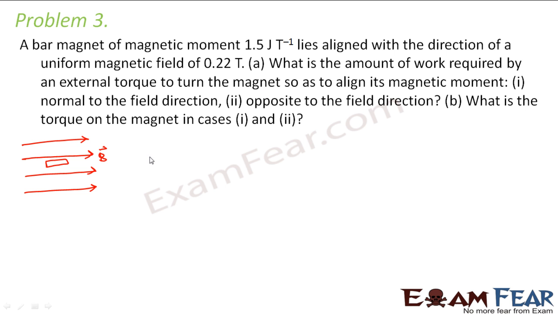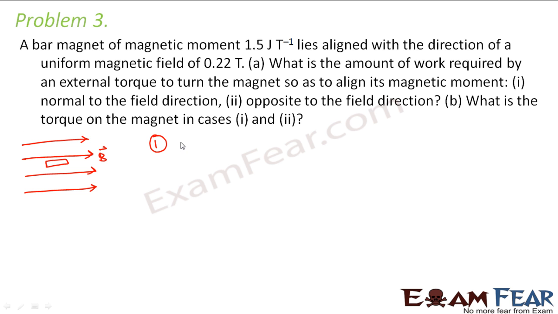So what is the amount of work required by an external torque to turn the magnet so as to align its magnetic moment normal to the field direction? So that means it is asking us to calculate the work that needs to be done to turn the magnet so as to align its magnetic moment normal to the field direction. So let us consider the first part.